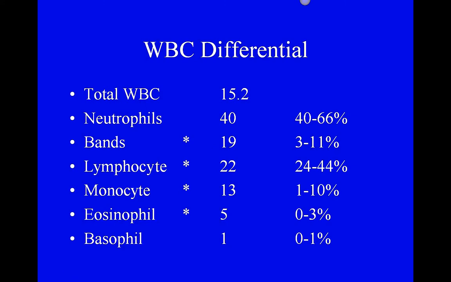So try and answer the questions that I ask. So bands elevate. We call it a right shift, and a right shift indicates an acute infection. Bands and neutrophils protect us against all types of infection, but they primarily will elevate when there's a bacterial infection.